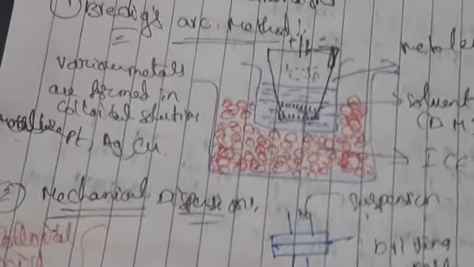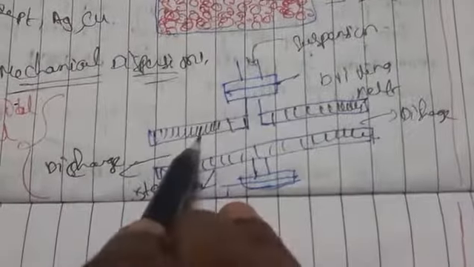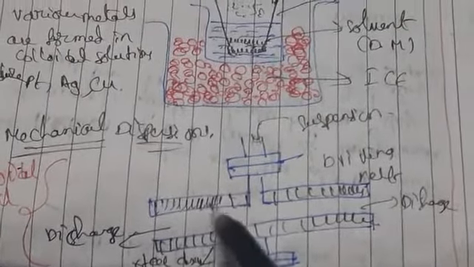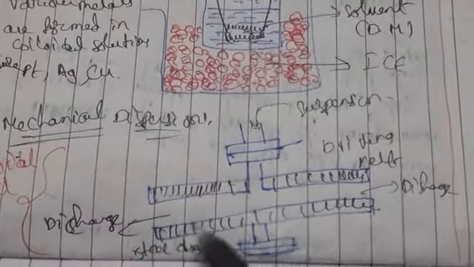So now let us see what is the mechanical dispersion. This is nothing but colloidal mill. This diagram completely we call it as colloidal mill. So because of this colloidal mill, we are going to do mechanical dispersion. So generally this mill consists of two steel discs, okay, with a small gap between them. Yes or no? So this mill consists of two steel discs with a small gap between them.